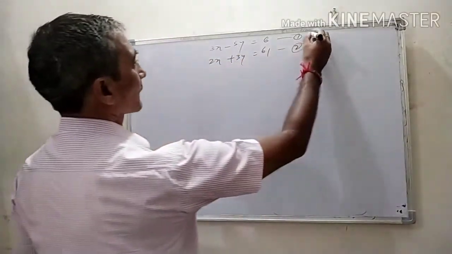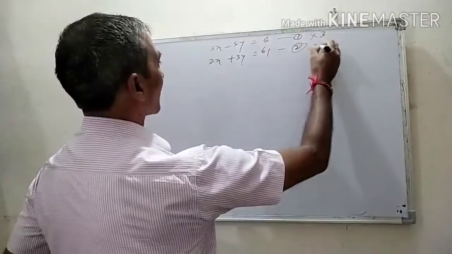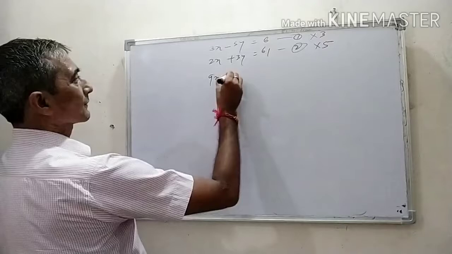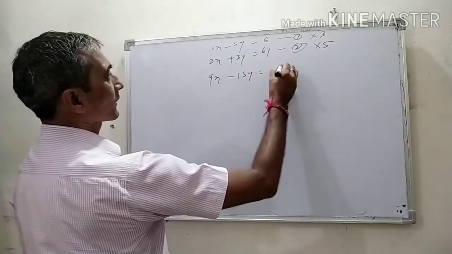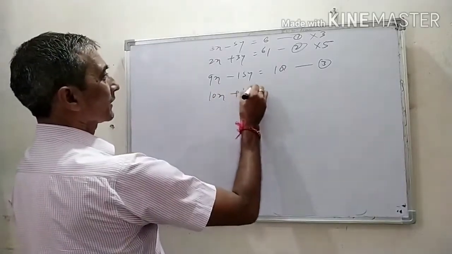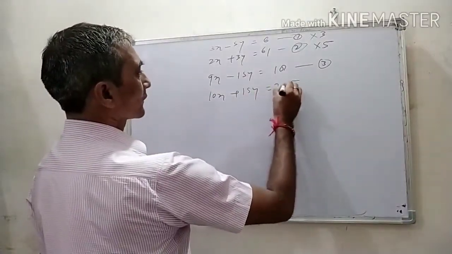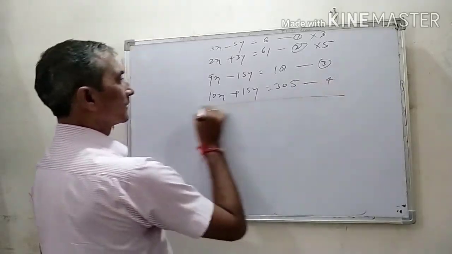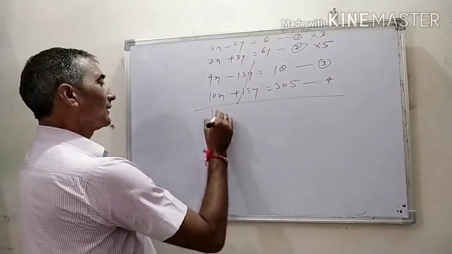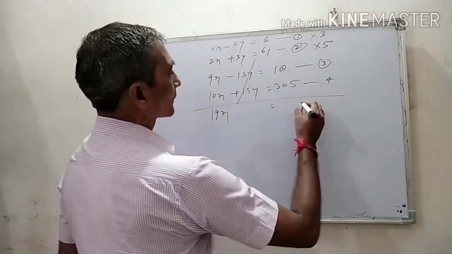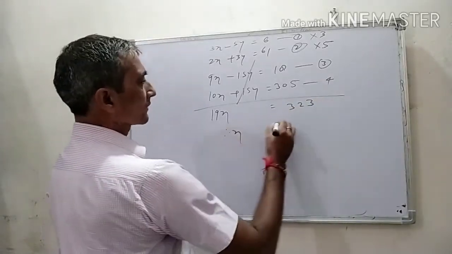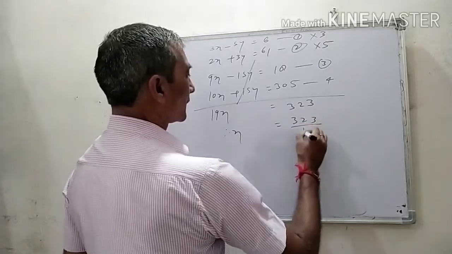Now multiply equation 1 by 3 and equation 2 by 5. Then 3 times 3 is 9x minus 15y equal to 18. Third equation, 10x plus 15y equal to 5305. Fourth equation, adding them, y will be eliminated. 19x equal to 323. Therefore, x is equal to 323 by 19.